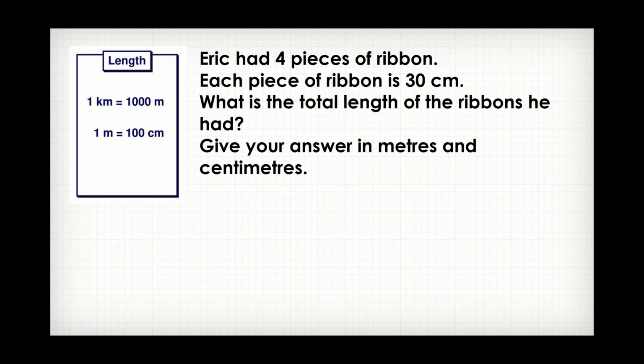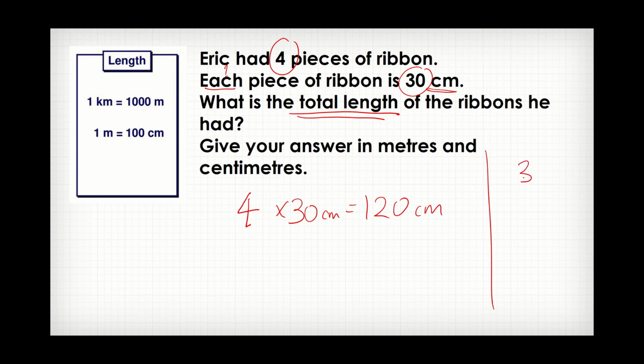Okay, now let's read this question. Eric had 4 pieces of ribbon. Each piece of ribbon, that means one piece of ribbon, is 30 centimeters. Units are very important. What is the total length of the ribbons he had? Give your answer in meters and centimeters. Let's solve the question first. Let's find the total length of the ribbons he had. 4 pieces times 30 centimeters will simply give us 120 centimeters.